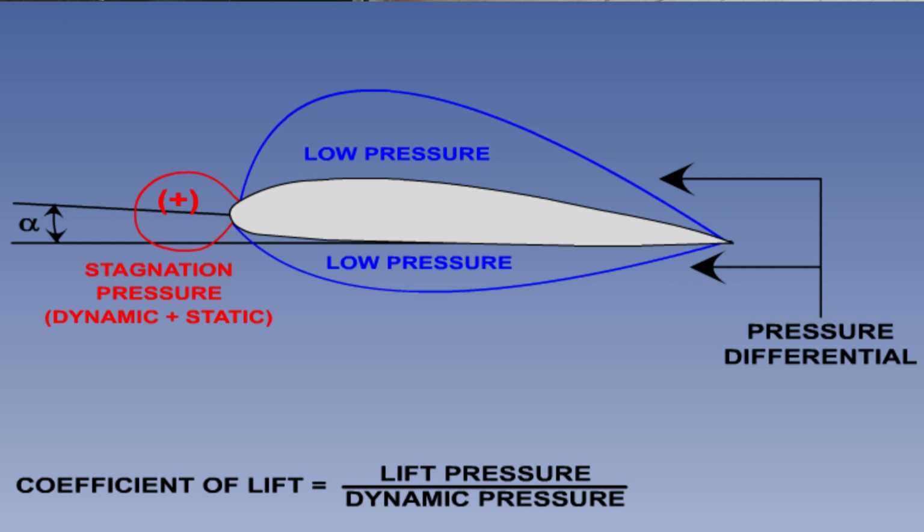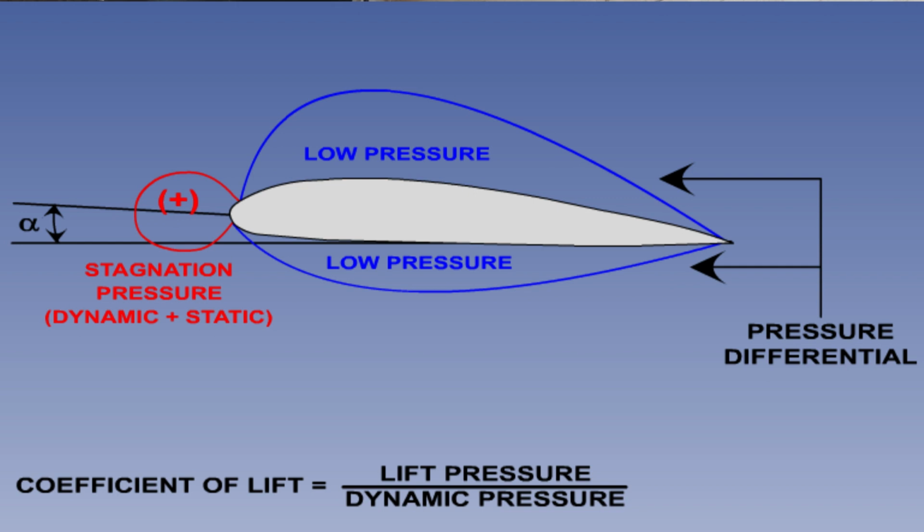Simply put, stall is loss of lift. It is an aerodynamic condition that happens to the aircraft when the wings cannot generate enough lift to carry its own weight. Let's learn a little bit more about stall, starting with the coefficient of lift.